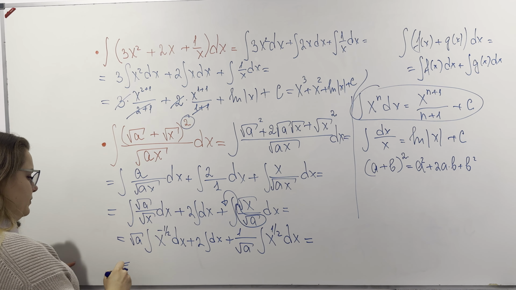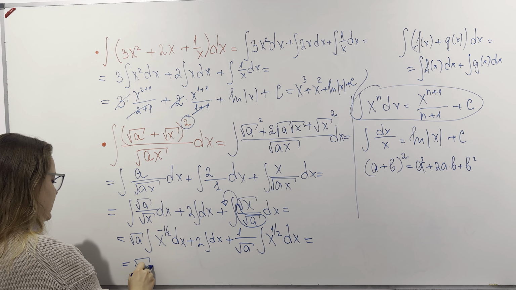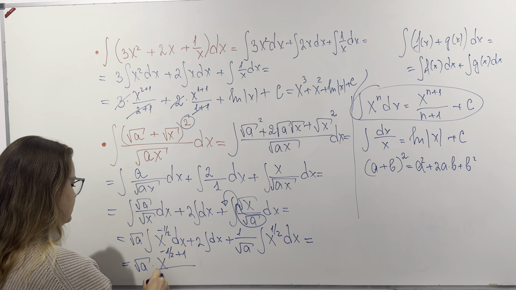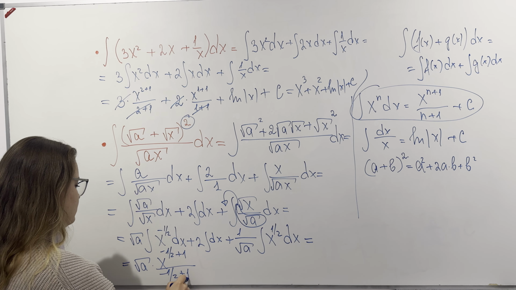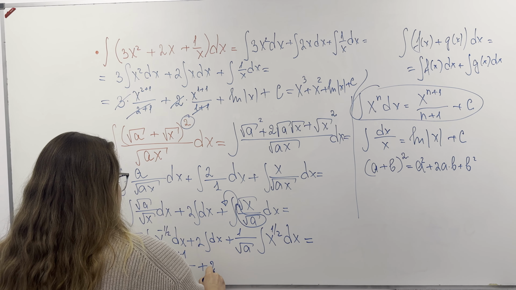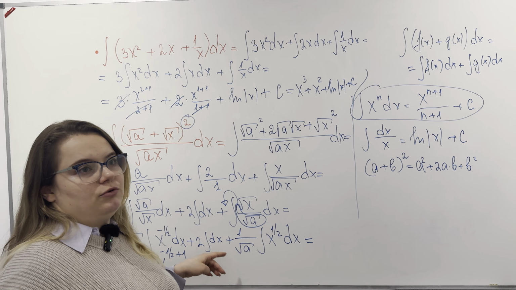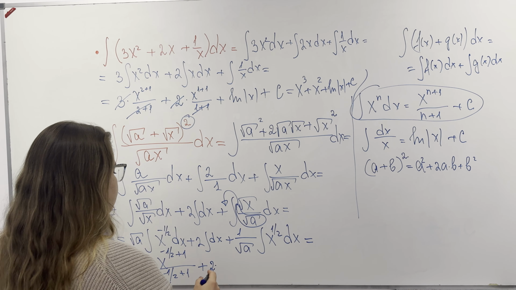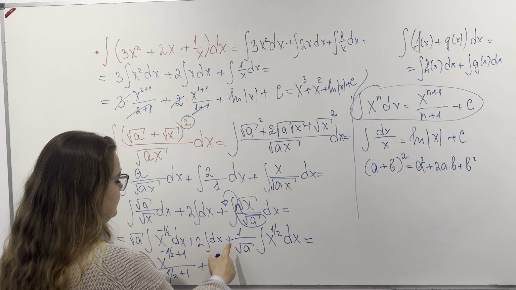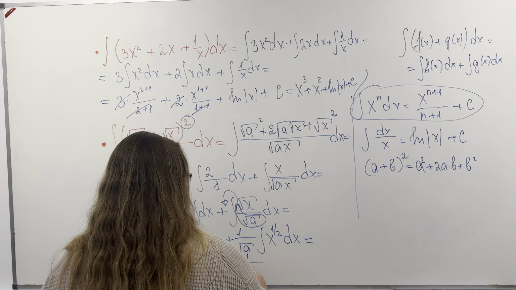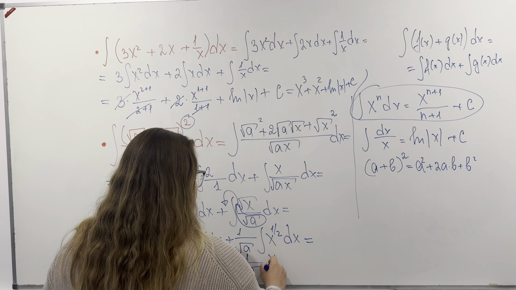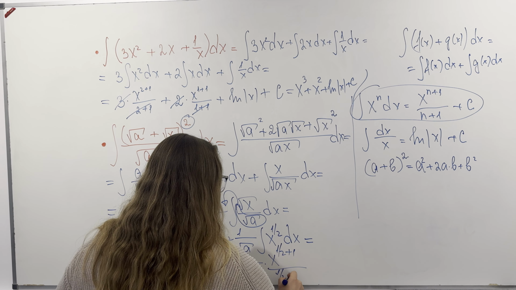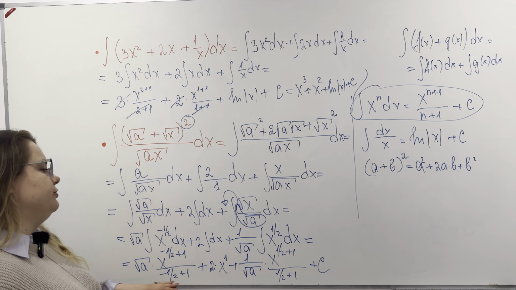And what we will see here: square root of a multiplied by x to the power of minus 1 divided by 2 plus 1, divided by minus 1 divided by 2 plus 1. And here will be 2 multiplied by, here we have x to the power of 0. So if we add 1 to this 0, we will have x to the power of 1. And here 1 divided by square root of a, x to the power of 1 divided by 2 plus 1, divided by 1 divided by 2 plus 1, plus constant from real numbers.